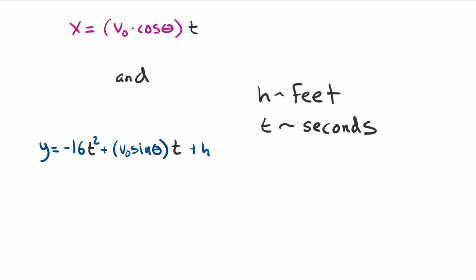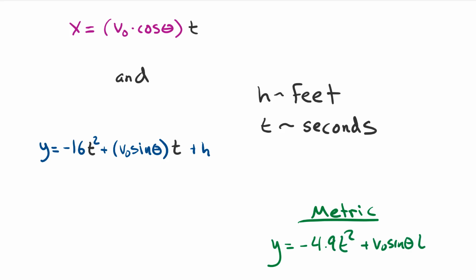If you are a STEM student, you're going to need to get away from the idea of feet. We use the metric system typically. This is just a good way to introduce you to it because you end up with a negative 16. If we were in the metric system, which you're not going to deal with, but I don't want you to not see it, your y value would change. It would actually be negative 4.9 t squared plus V naught sine of theta times t plus the initial height.